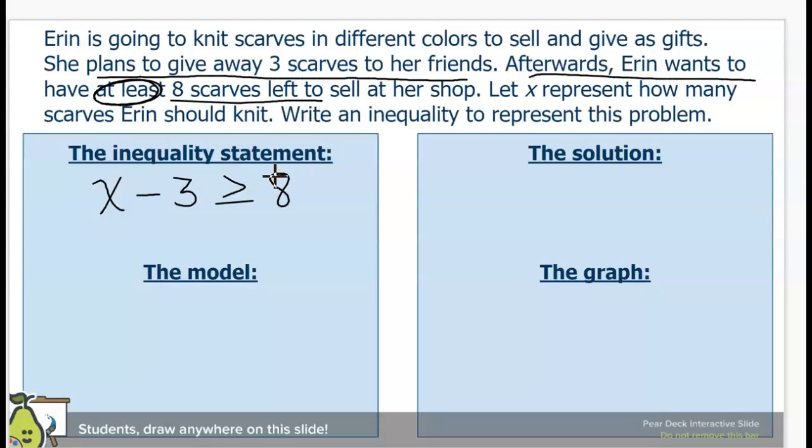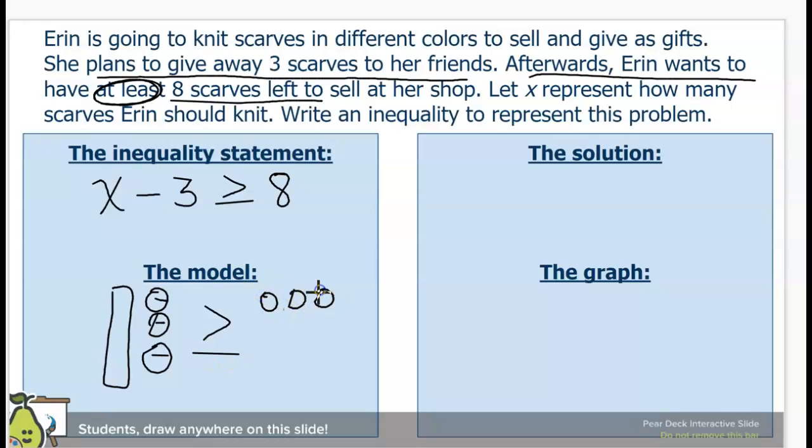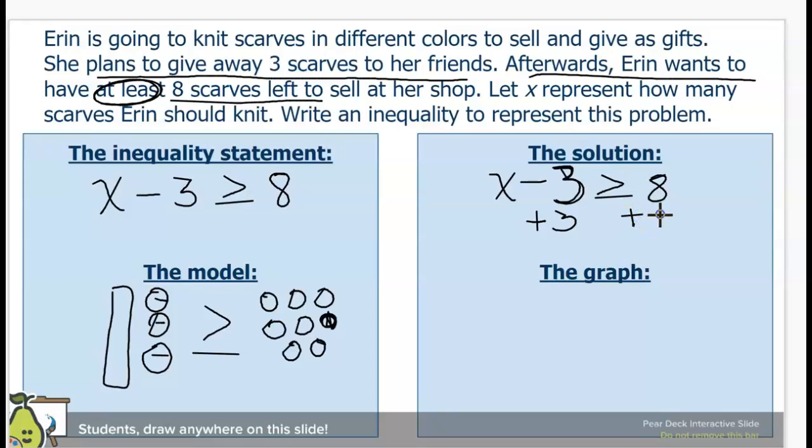So I have X, and I'm going to take away 3. So actually, those are going to be negative. So I'm going to show that with a line as negative. Greater than or equal to 1, 2, 3, 4, 5, 6, 7, 8. How beautiful. That's 8. The solution, so X minus 3. If you remember, the inverse of subtraction is addition. So that means we're going to add 3 to both sides.